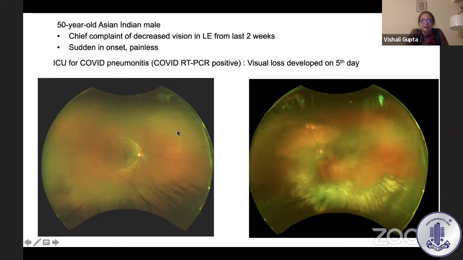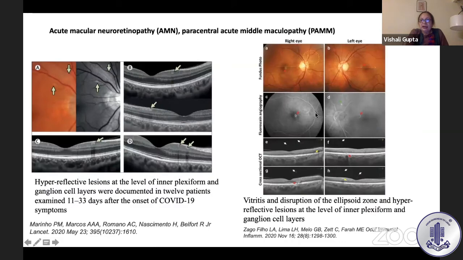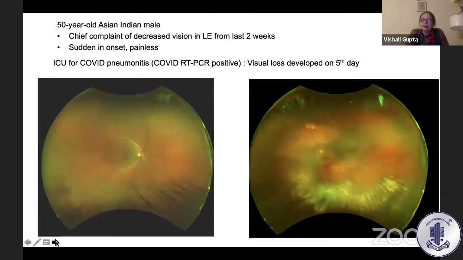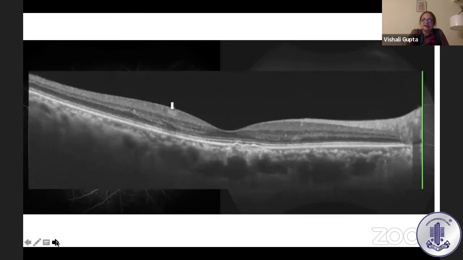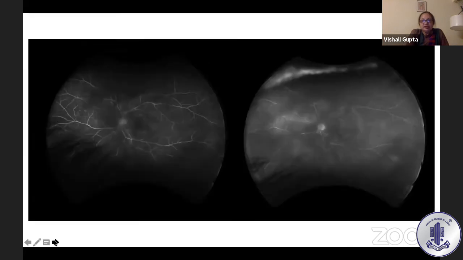So there was hemorrhage in the left eye, and there were these kinds of white lesions, which have been reported in this case report as punctate lesions, as you see here. Now, what do these lesions represent? We did the fluorescein, and you can see these lesions are actually punctate hyperfluorescent. And on OCT, what we found was these lesions, which are due to ischemia.